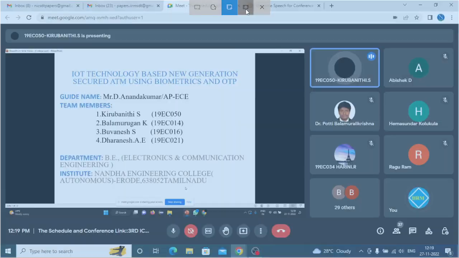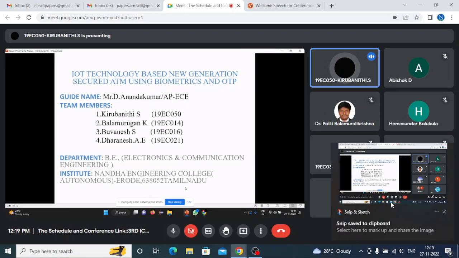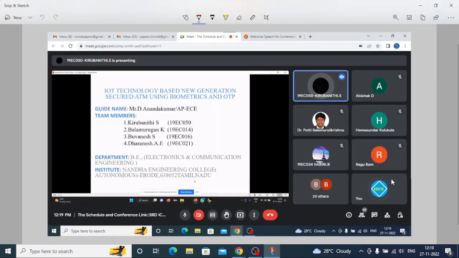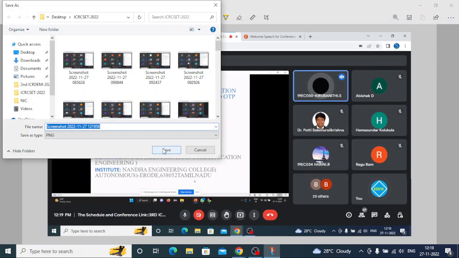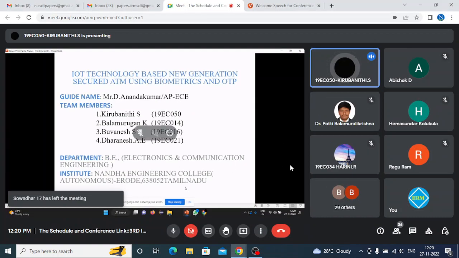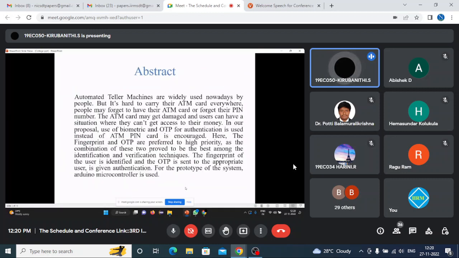Greetings, everyone, and a very pleasant morning to everyone present here. We, a group of four students, are very pleased to present on the topic of IoT technology-based new generation secured ATM using biometrics and OTP. Our project guide is Mr. D. Anand Kumar, sir. The following slides will be explained by a member, Bala. Bala, please carry on.